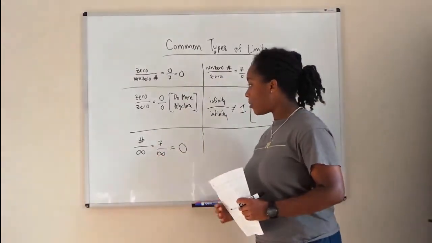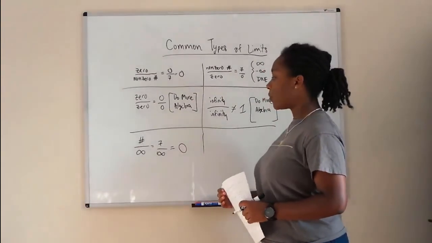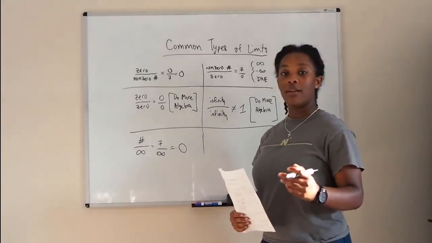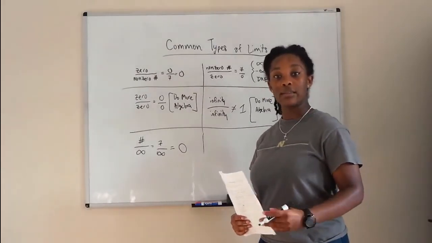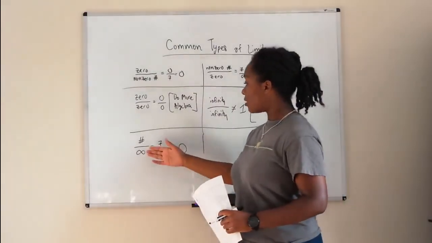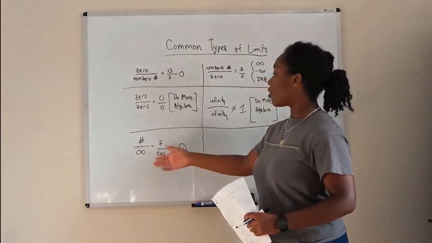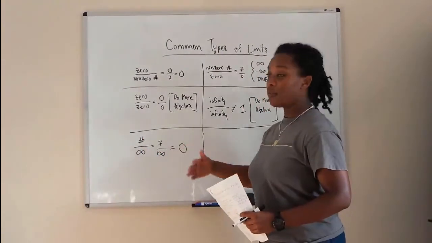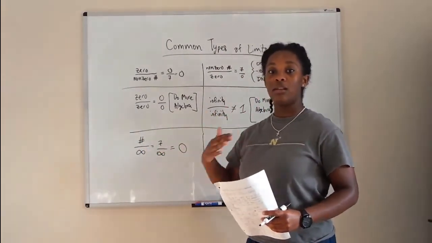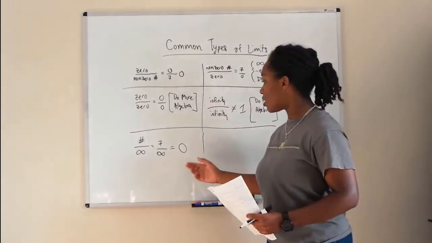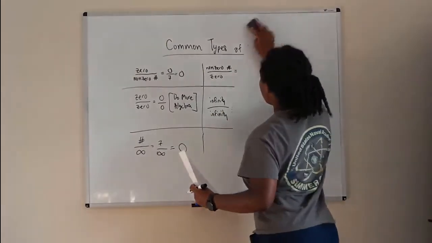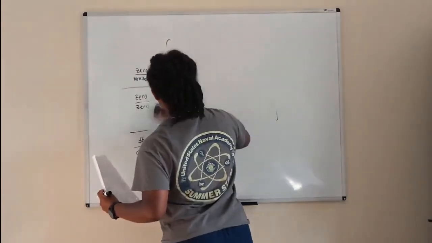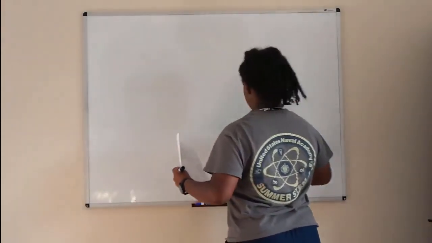And then the last type you might see is a number over infinity. And similarly to the fact that the limit as x approaches infinity of 1 over x is equal to 0, a non-zero number over infinity being divided by increasingly larger and larger values is just going to crush it down to 0. So any non-zero number over infinity will be 0.